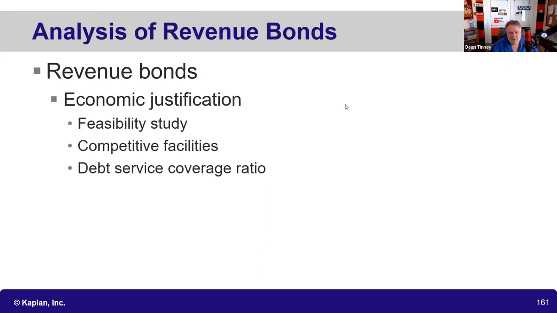Revenue bonds, test question. We need a feasibility study. Feasibility studies are associated, test question, with revenue bonds. And a feasibility study is going to speak to, are there competitive facilities? Where's the nearest competing airport? Where's the nearest competing stadium? If it's a tollway, where's the nearest freeway? That kind of thing. And the debt service coverage ratio.